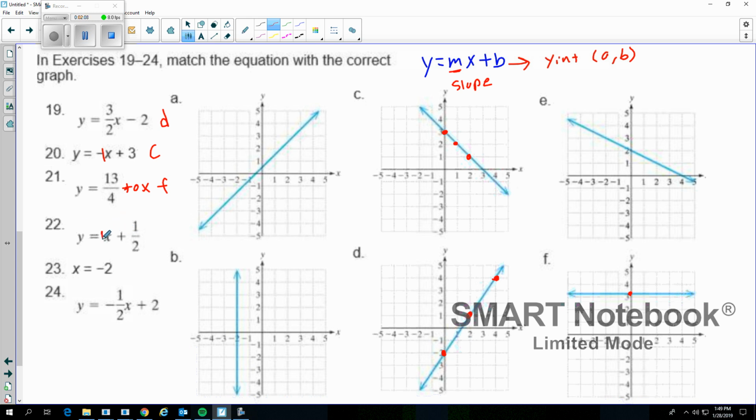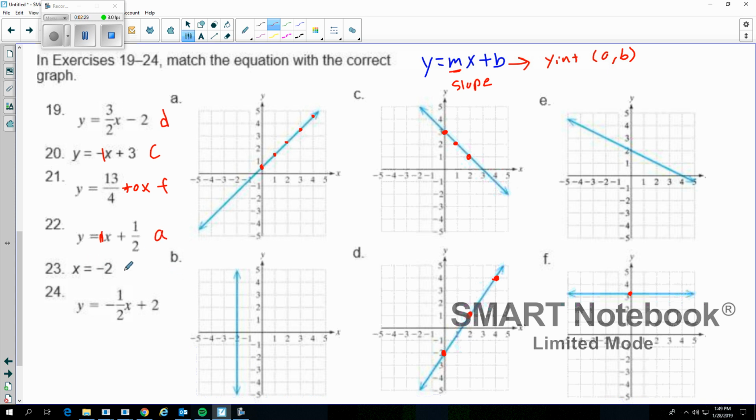22, so I'm going to have a slope of 1. This time my y-intercept starts at 1/2. And that looks like that's going to pair up with A right there. So it just keeps going up 1 over 1, up 1. So this time with my slope, y increases by 1 every time x increases by 1. So let's see, that'll be A.